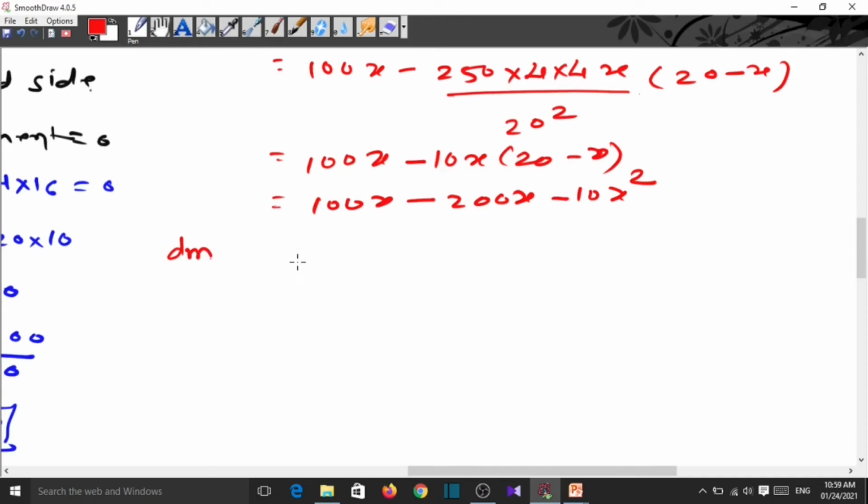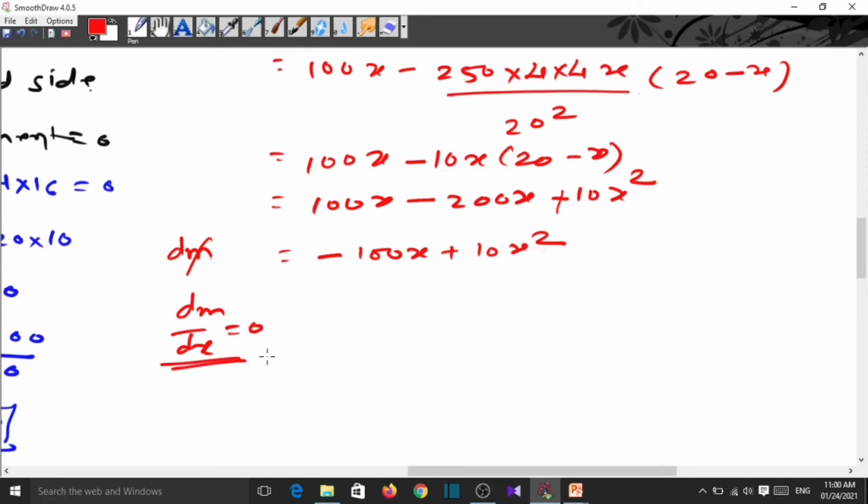or we first simplify this, that is 100x minus 200x. So this becomes minus 100x minus 10x square. Now this minus and this minus become plus. So this is plus, this is minus 100x plus 10x square. So dM by dx is equal to 0.